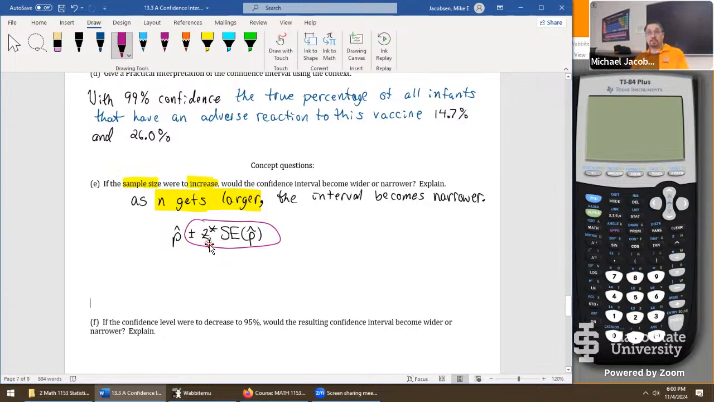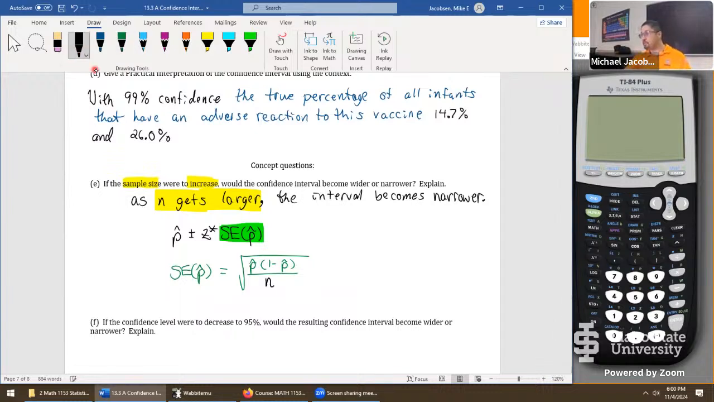But z star has nothing to do with the sample size. It's completely determined by the level of confidence. The only last thing we can take a look at is the standard error of p hat. So the formula for the standard error of p hat is this: the square root of p hat multiplied by 1 minus p hat, or you could say q hat if you prefer, divided by the sample size n. I think that's a better way to think about this formula.